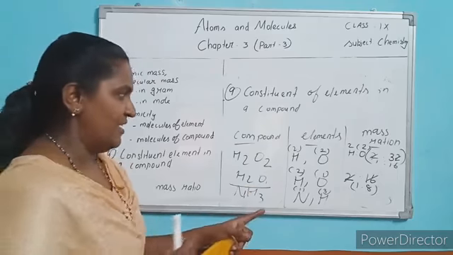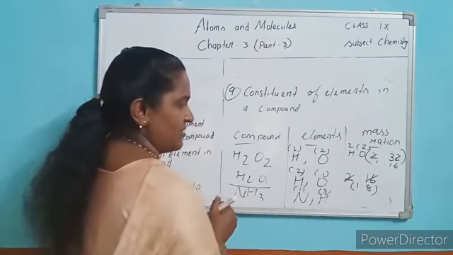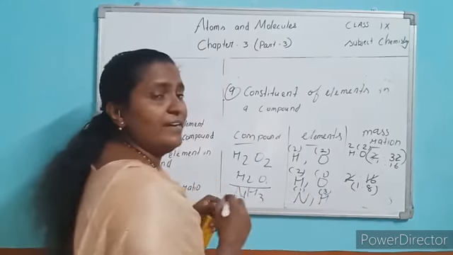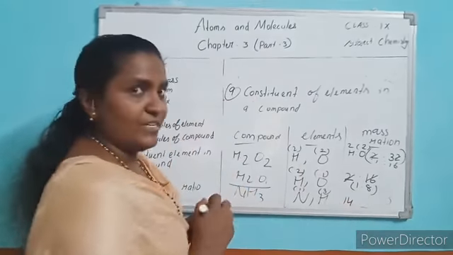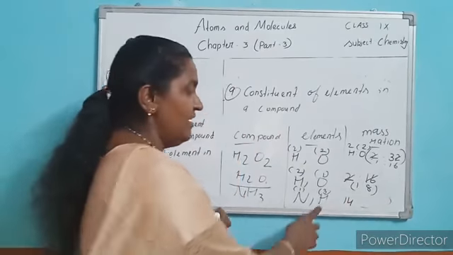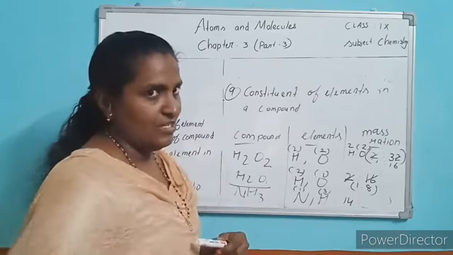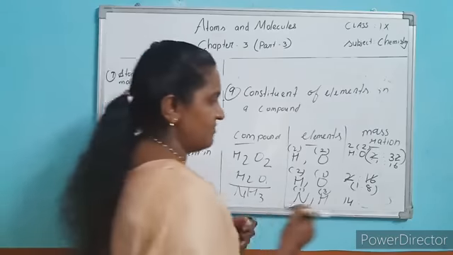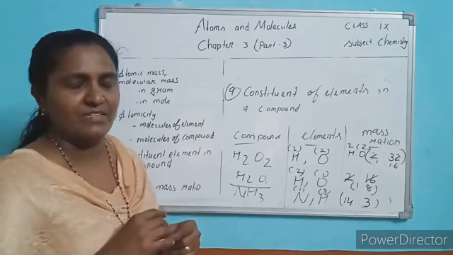Now come to ammonia. Nitrogen you are having 1, hydrogen you are having 3. Now find out the mass ratio. 1 atom of nitrogen mass is 14. And here you are having only 1 nitrogen. Here 3 hydrogen you are having in ammonia. 1 hydrogen mass is 1. So 3 hydrogen mass is 3. So this is the ratio. You cannot make it simplest form.